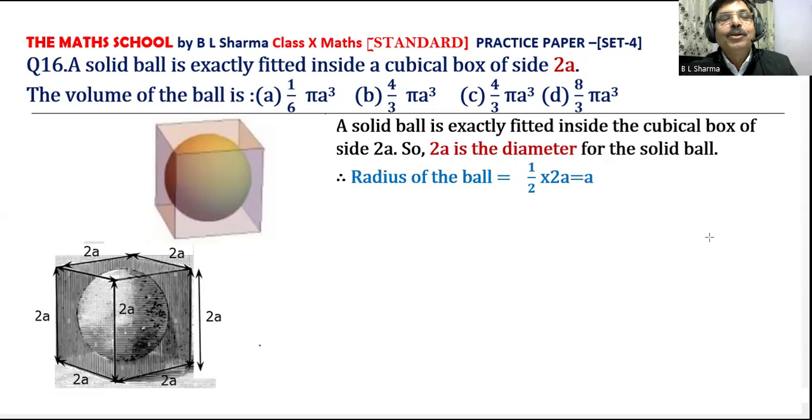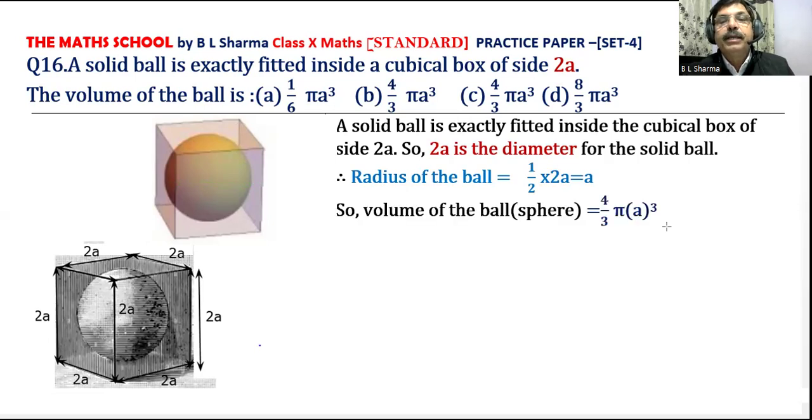That is A. And now we know that the volume of a spherical ball is 4 upon 3 pi into radius cube. So 4 upon 3 pi and radius is A. So 4 upon 3 pi A cube. Yes, this is it. I think both are the same answer, so you can mark this one. That's all for this question.